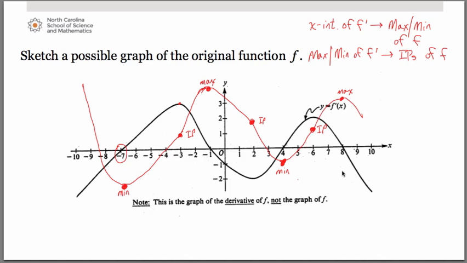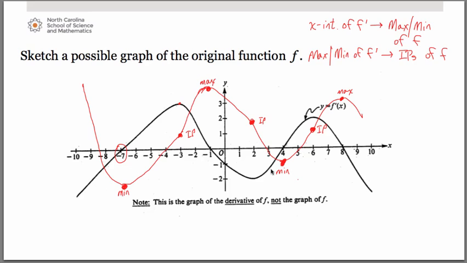As I mentioned, this still shows up very often on the AP exam. What we look for when we're grading them, we look for the shape, we look for correct x values for your max and min points and inflection points on the original graph. This is why I encourage you to put these points in place first so that they can serve as a guide for you. And then really the shape of the rest of it.